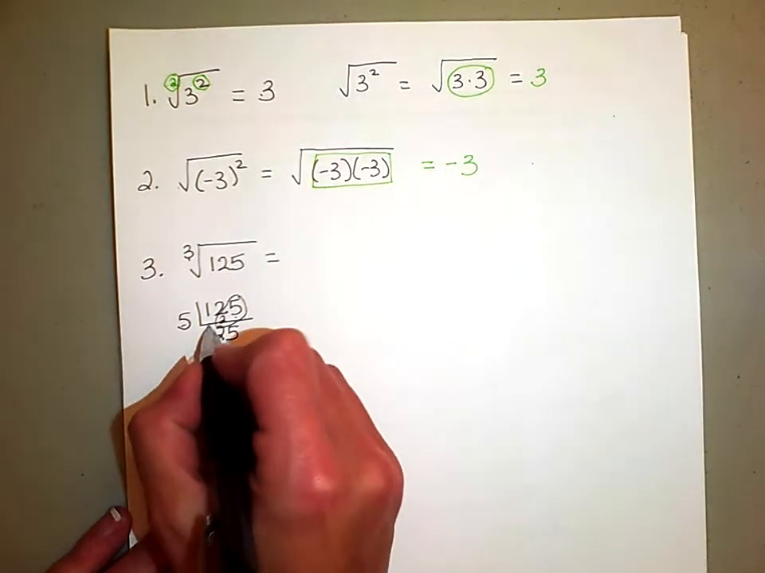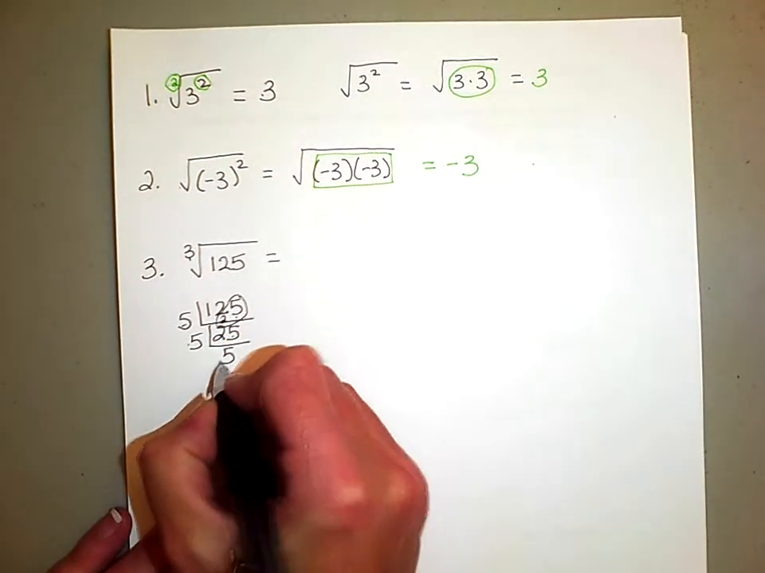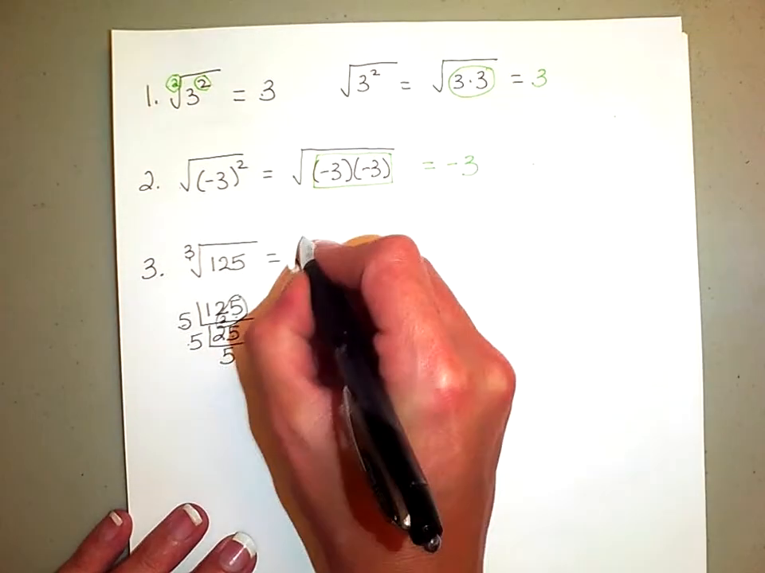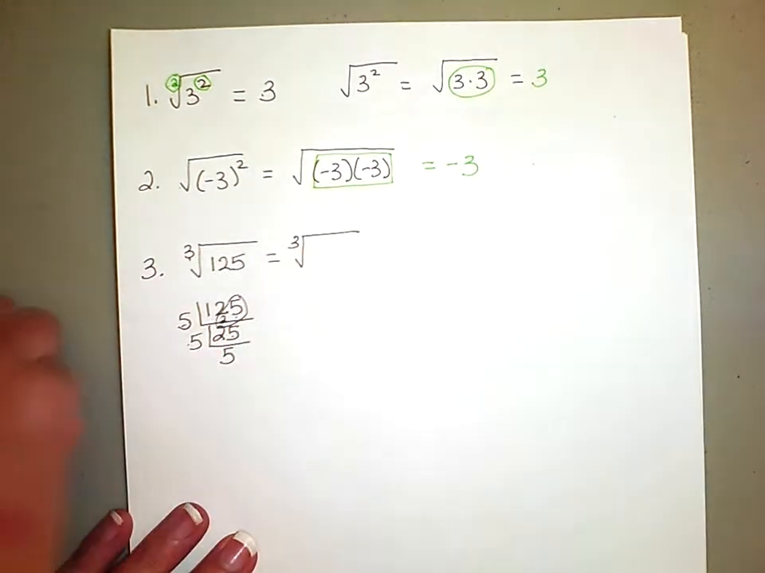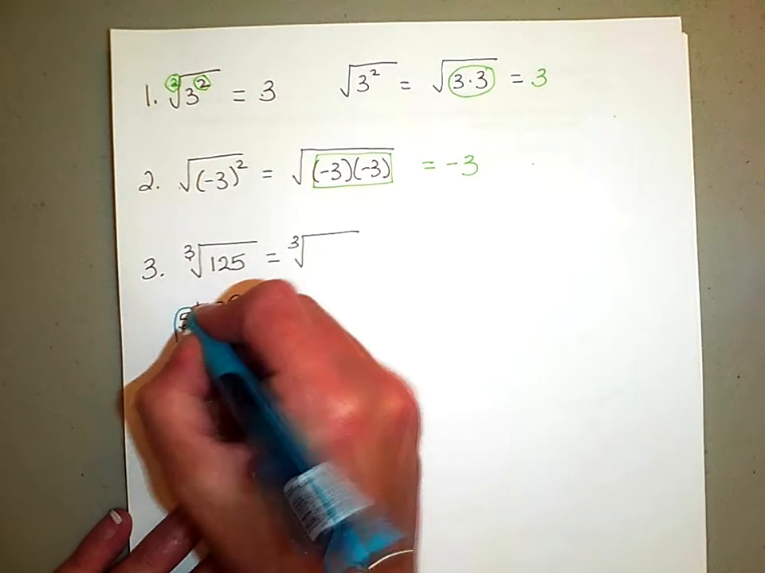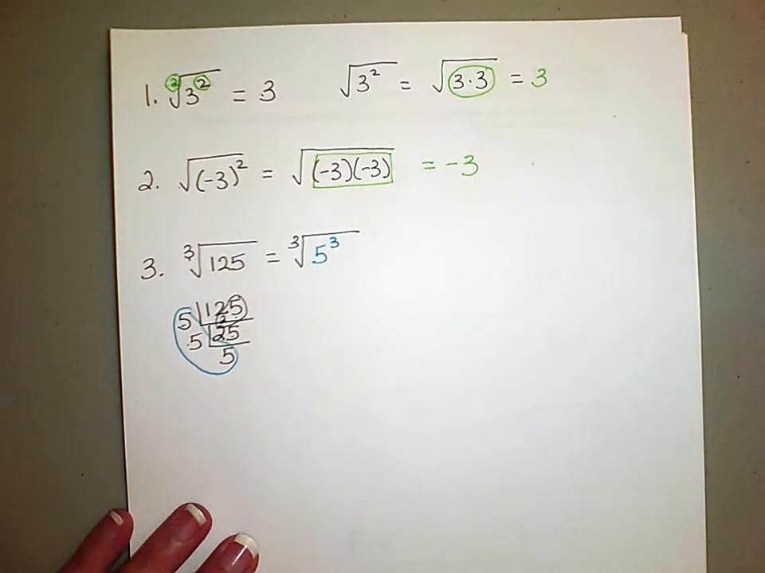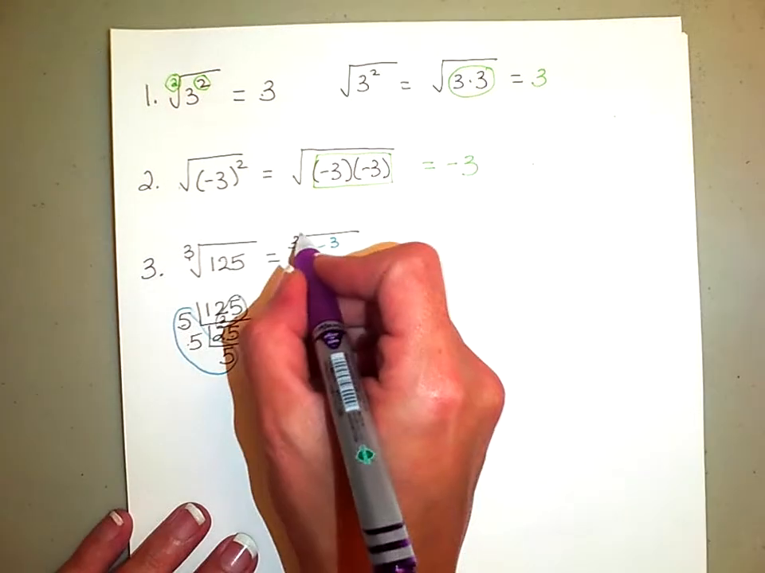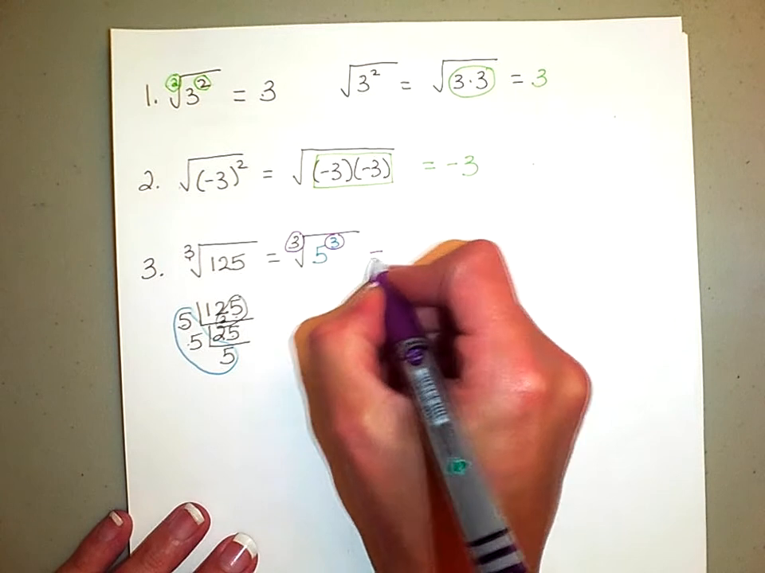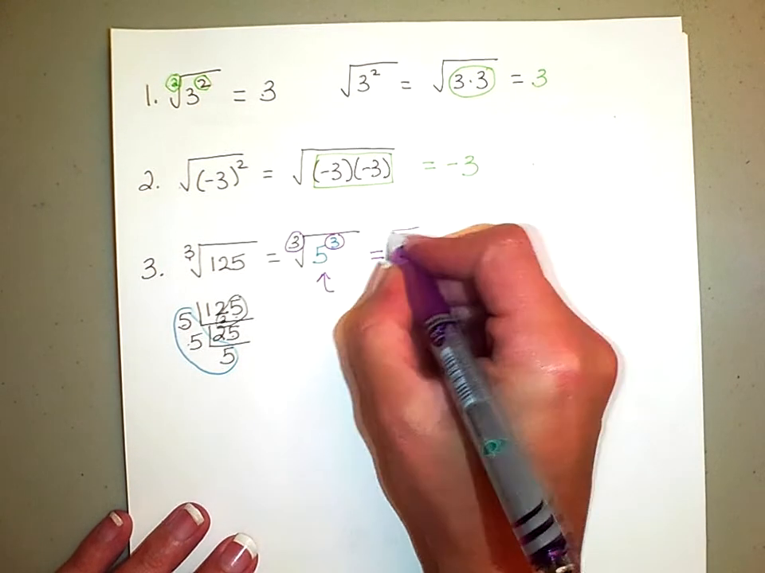We continue since 25 is not prime. 5 goes into 25 5 times. So we could rewrite 125 via its prime factorization, which is 5 cubed. Now, our indexes match, so the answer will simply be the base, which is 5.